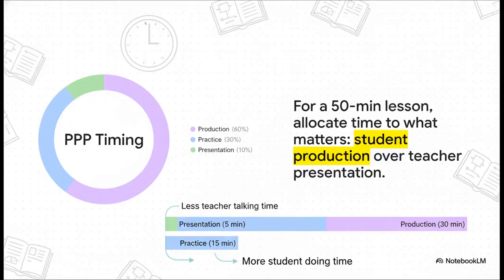Let's really dig into tip number 2 on time management. If you're doing a classic PPP lesson in, say, a 50-minute class, this is a great model to aim for. Just 5 minutes, that's only 10% of your time, on your presentation. Then, about 15 minutes for controlled practice. And the biggest slice, a full 30 minutes, should be for production, where students are actually using the language. It's all about flipping the script: less of you talking and way more of them doing.